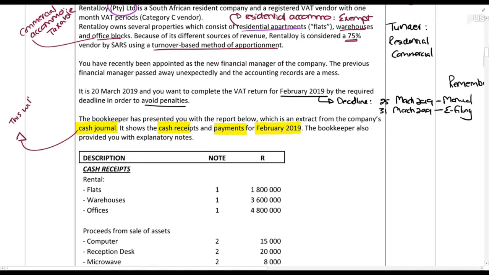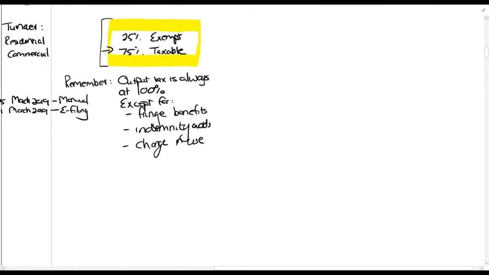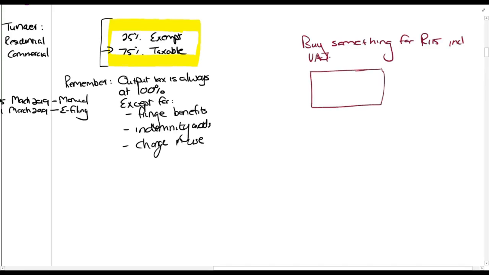this will usually include VAT. All right, let me explain to you. If you go and you buy something for 115 rands, including VAT, we know that amount is going to be as follows. It is going to be 100 rand of that is going to be the ex VAT cost, and 15 rands of that is going to be VAT.